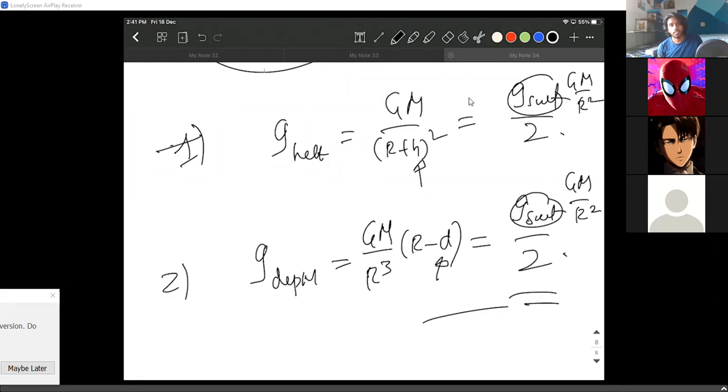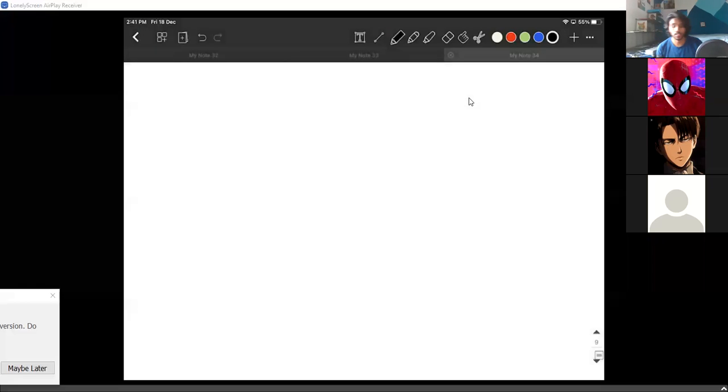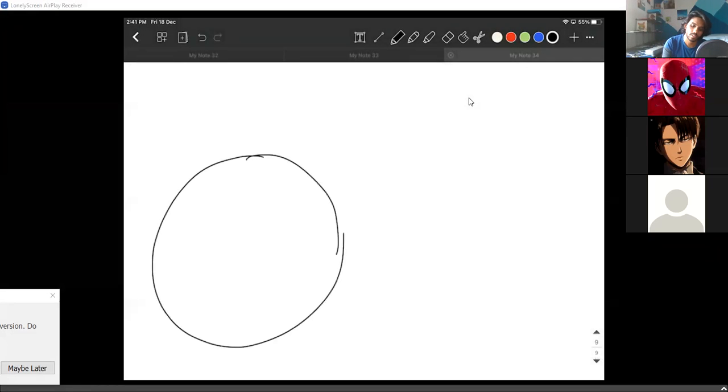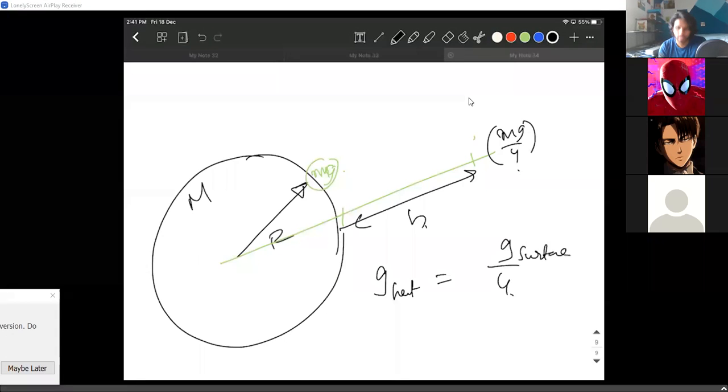Okay, guys. I'll give you one more question. Let us do the height question separately and the depth question separately so that there is no confusion at all. At surface, he's weighing mg. And now I want the height: at what height is he going to weigh mg by 4? This is the question. So g at a height must equal g at surface by 4.